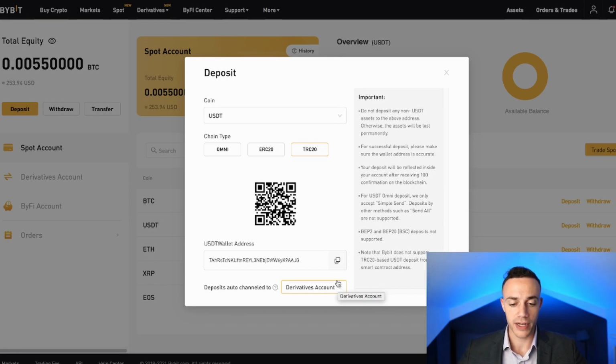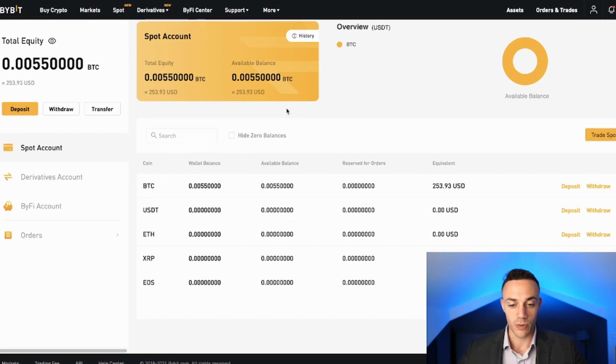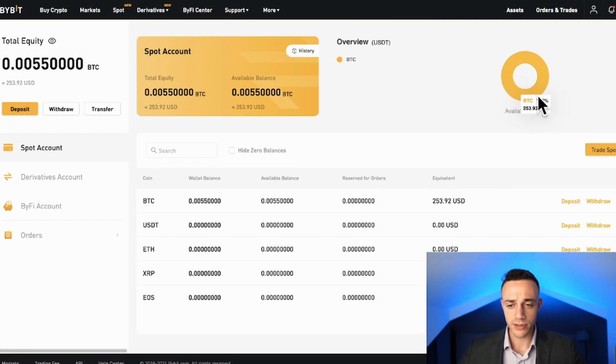So we're going to deposit that into our spot account, and we're actually not going to send anything through right now. This is just how you do it. As you can see, I do have a little bit of BTC in here. 550,000 Satoshis. We'll see where that value does actually end up in dollars in a few years' time. See if one sat actually does equal $1, right? That would be awesome. Regardless though, that is how you get your money into Bybit.